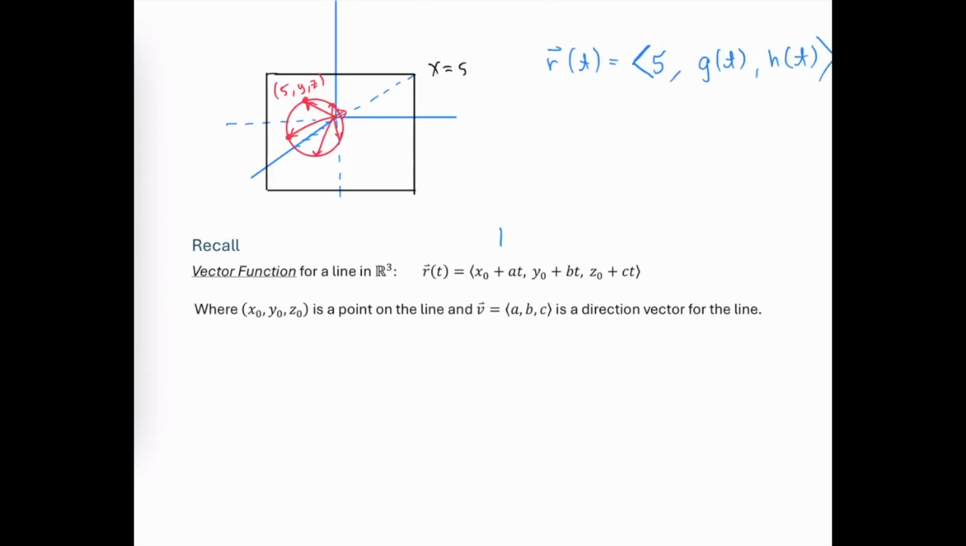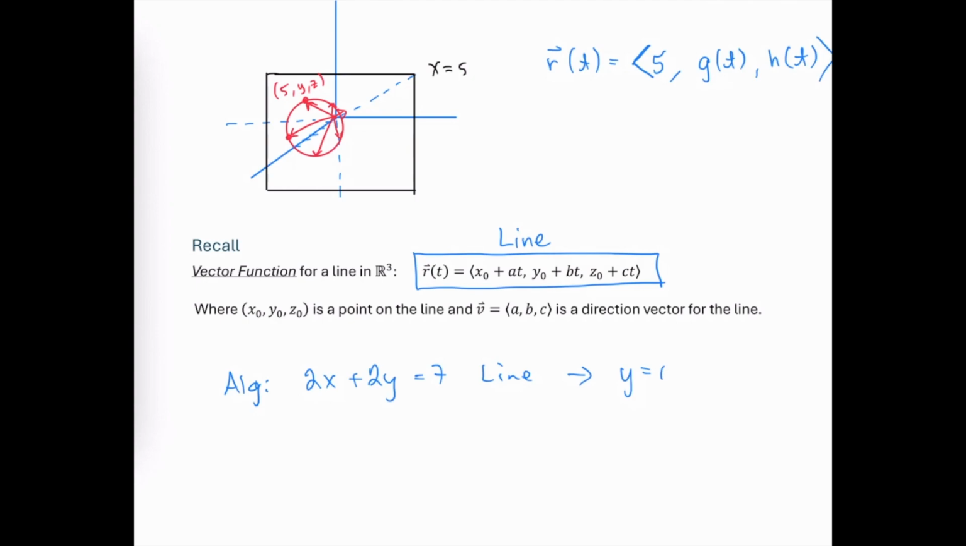The vector function of a line in three-dimensional space is something that we need to start to recognize. In the same way that from algebra, we recognize that if I have 2x plus 2y is equal to 7, I recognize that that's going to end up being a line. And I've also memorized that the preferred graphing form of the line is y is equal to mx plus b.